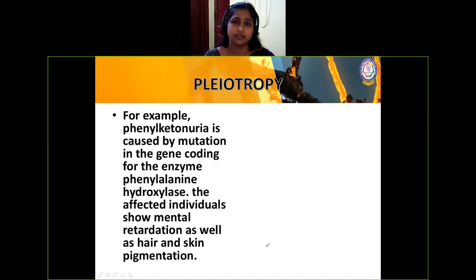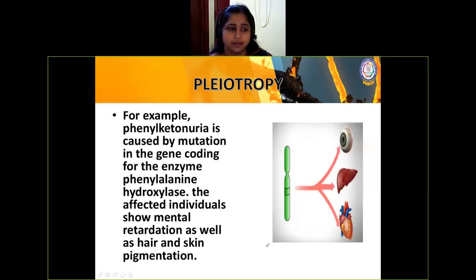Phenylketonuria. It is an example. It is caused by, always that should be a major cause, a mutation in the gene coding for the enzyme phenylalanine hydroxylase. So I'll give you one example. Actually, the enzymes will have a code. Our body is full of codons, right? Numerous codons will be there. That we'll see in the next lesson.